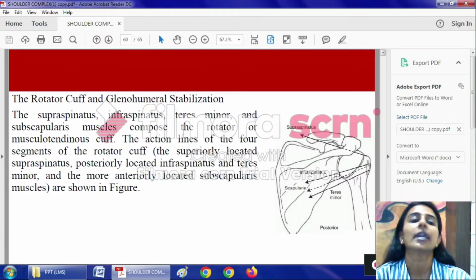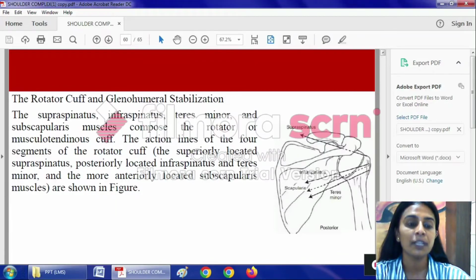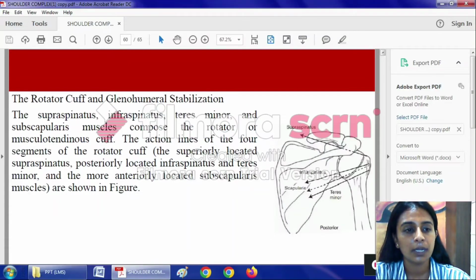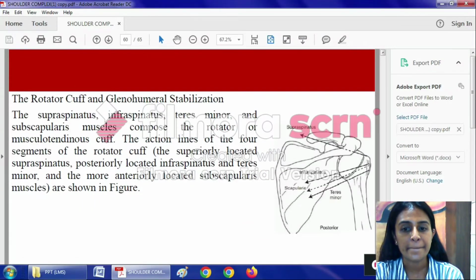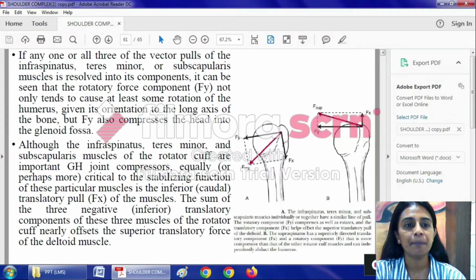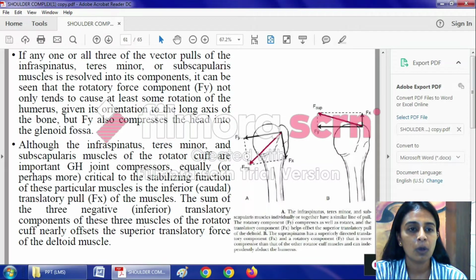The rotator cuff and glenohumeral stabilization: the supraspinatus, infraspinatus, teres minor and subscapularis muscles compose the rotator musculotendinous cuff. Looking at the action lines of the four segments of the rotator cuff, if any one of the vector pulls for the infraspinatus, teres minor and subscapularis muscles is resolved into its components, it can be seen that the rotary force tends to cause at least some rotation of the humerus, given its orientation to the long axis of the bone.